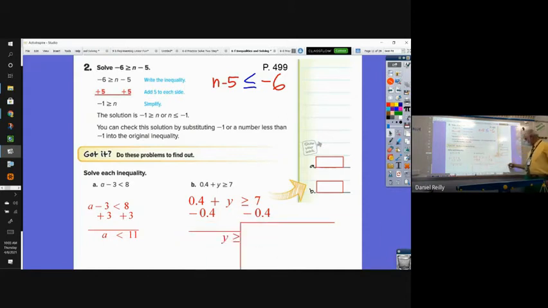Minus 0.4 on both sides. That's 6.6. Okay, so y now by itself has to be greater than or equal to 6.6. If it is equal to 6.6, this comes out to 7 is greater than or equal to 7. Because the equal to sign is here, that's still okay, right? All right, so that's those two.